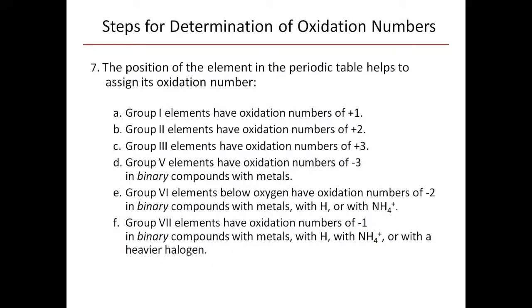Okay, and then we can also look at other things to help us determine oxidation number. Most importantly, all group 1 elements have an oxidation number of +1. All group 2 elements have an oxidation number of +2. Group 3 elements have an oxidation number of +3. And when things are part of binary compounds, we can also use that knowledge. So let's take a look at a couple of examples to assign our oxidation numbers.